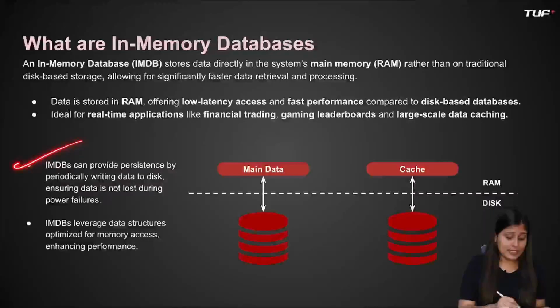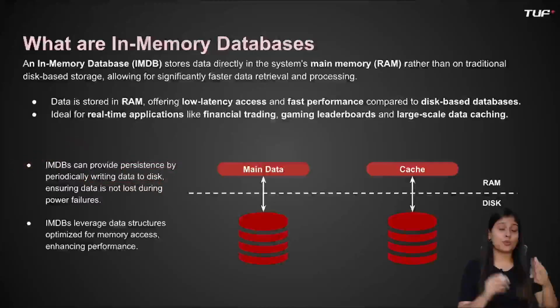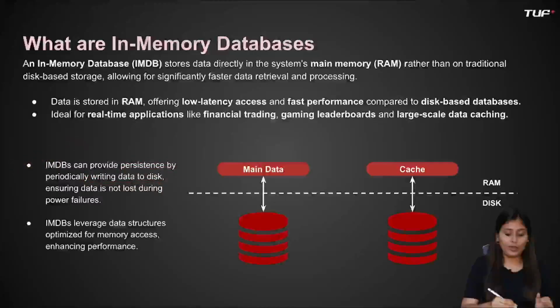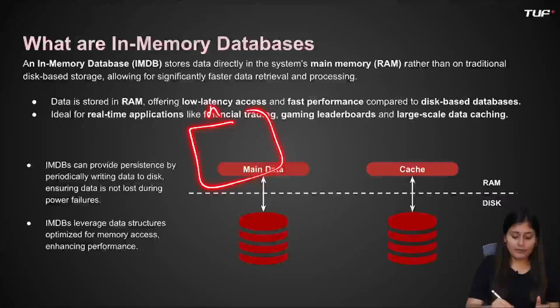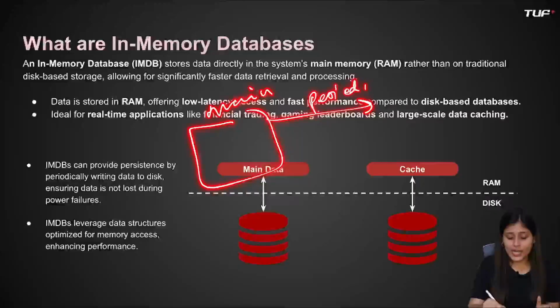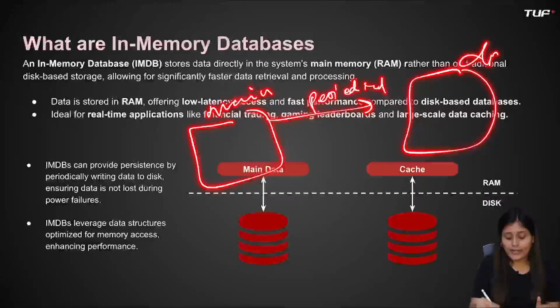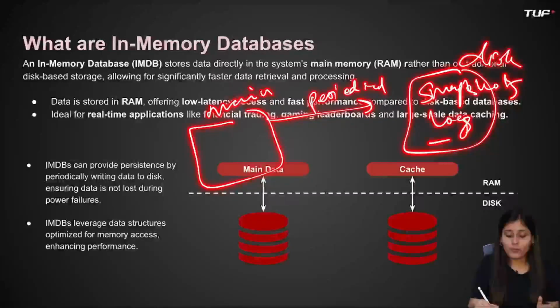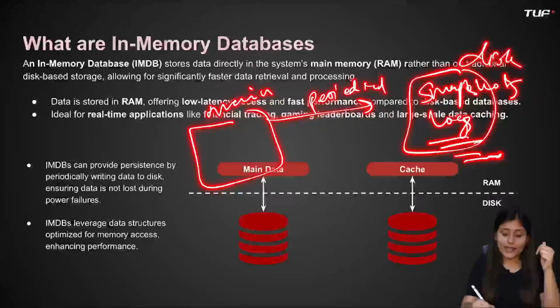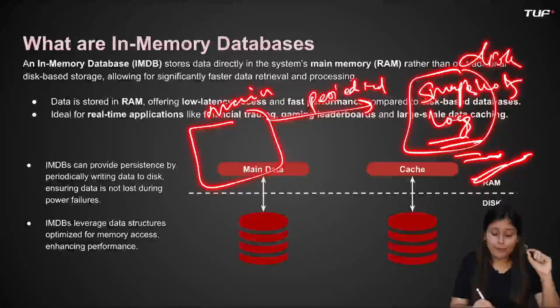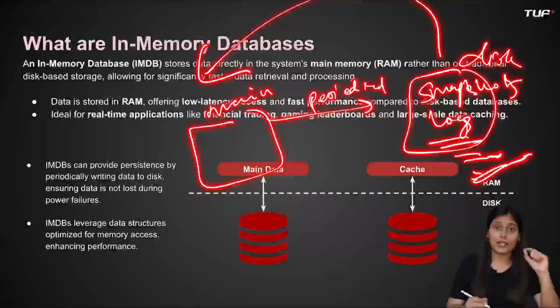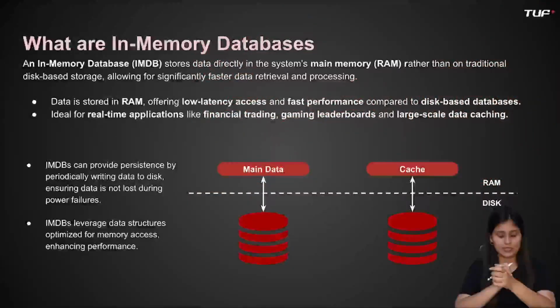It can provide persistency by periodically writing data to disk. How does it do this? Even if the data is saved in main memory, it periodically writes to the disk, right? How? By snapshots and logs. So it maintains the data in the backend somewhere, so that if some failure happens, it can get the backup into the main memory again and retrieve it. Hence the data is persistent here.